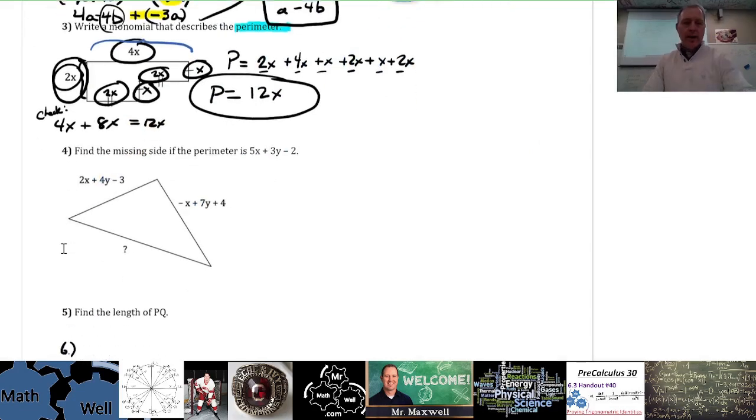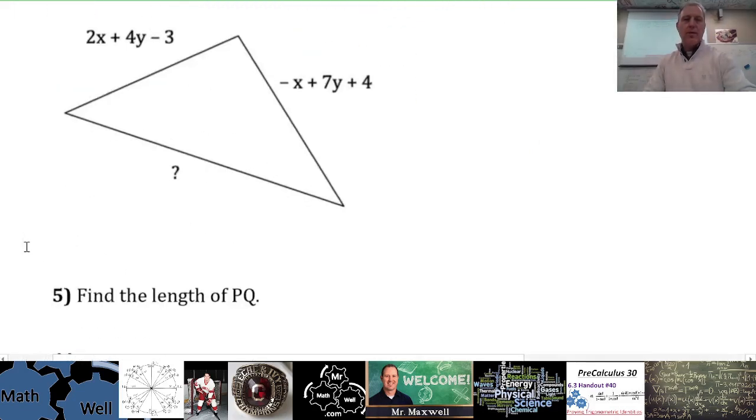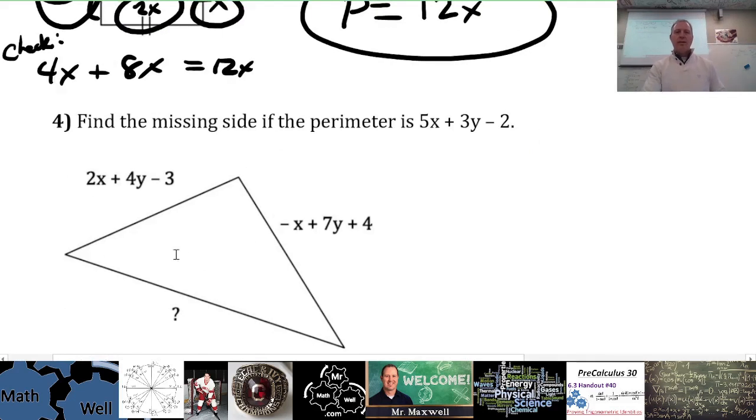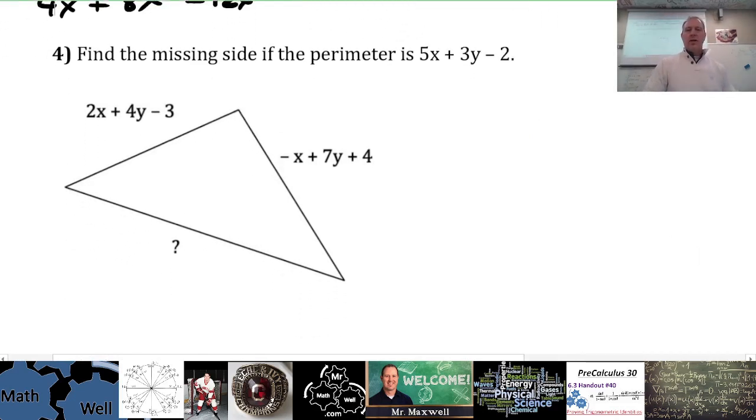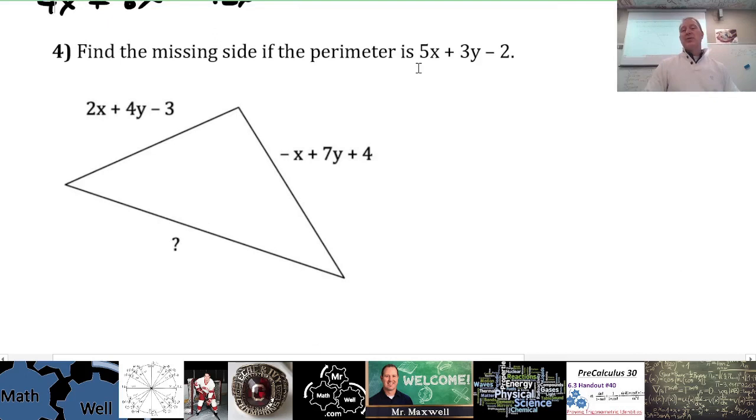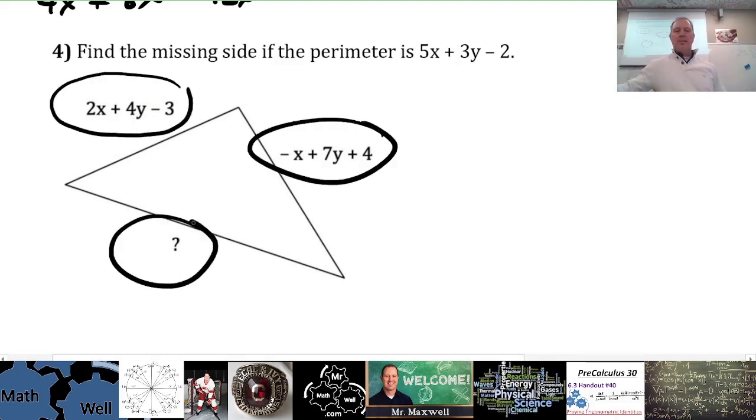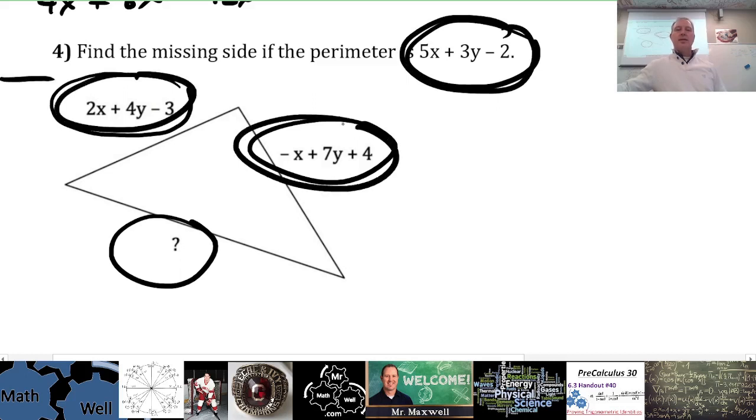Okay, number 4. Ooh, getting tricky now. Find the missing side of this triangle given the perimeter. So this is going to involve some subtraction. If you want to think about this as addition in your head, I suppose you could. What you have to do is this plus this equals this right here. Or you could take the total perimeter right here and subtract this thing and this thing.